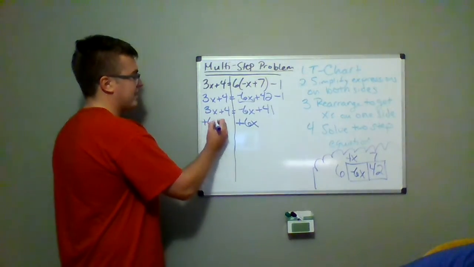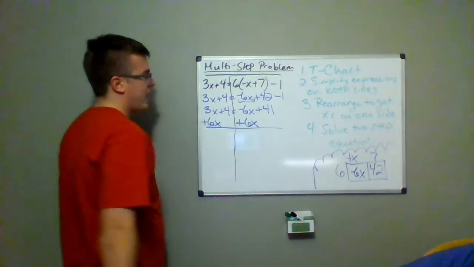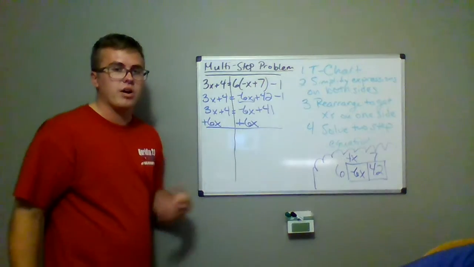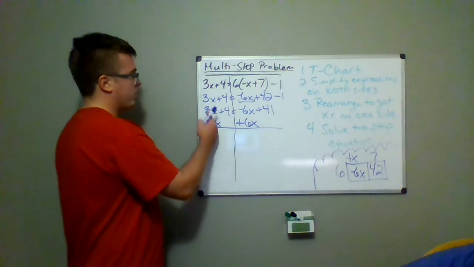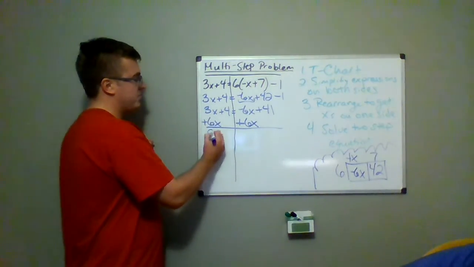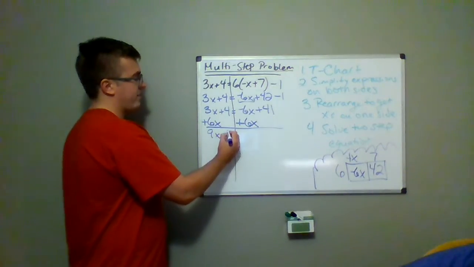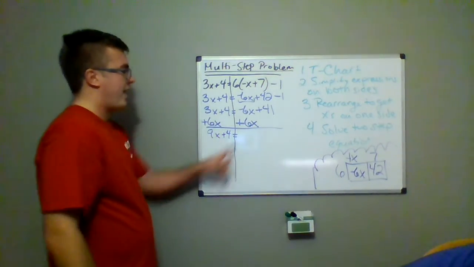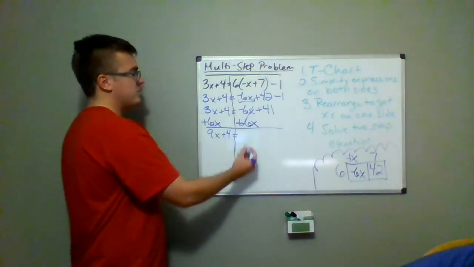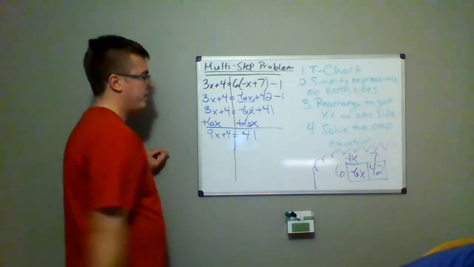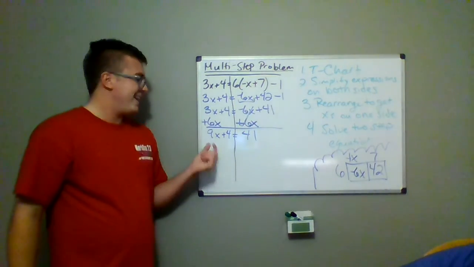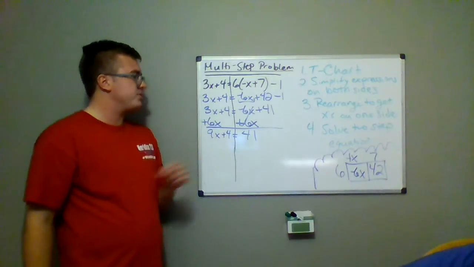And I'm going to do that to the left side as well, and combine it with the term that already has x's in it. So 3x plus 6x gives me 9x. I still have that plus 4. On the right side, these canceled out, so I'm left with just 41. 9x plus 4 equals 41.